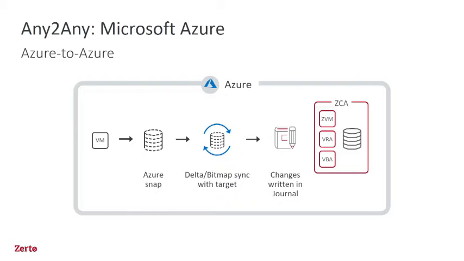Great. Then we're going to quickly talk about how this actually performs the initial sync. What do we have with a VM? We do a background process that Azure has, which they call an Azure Snap. We do a Delta bitmap sync with the target. We write the changes in the journal, and that heads over to the storage on the other side.